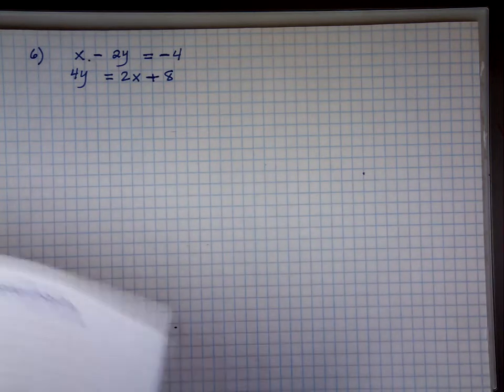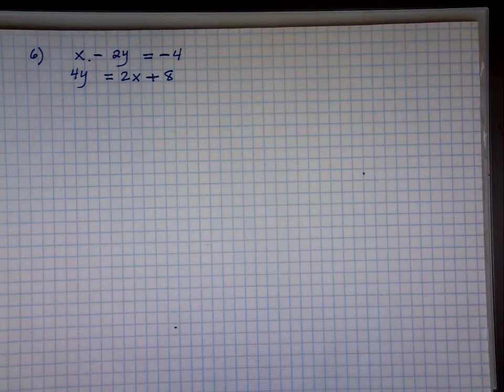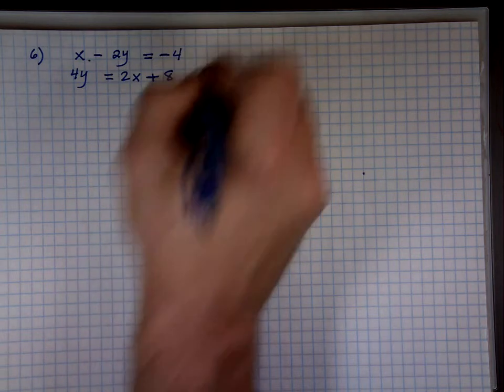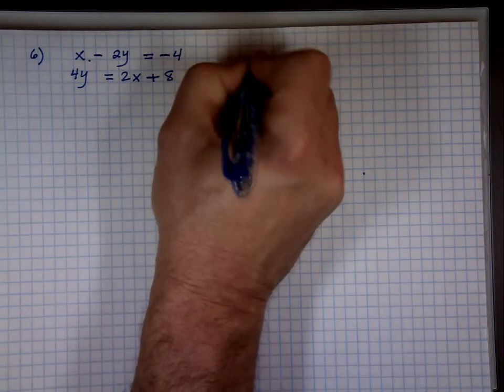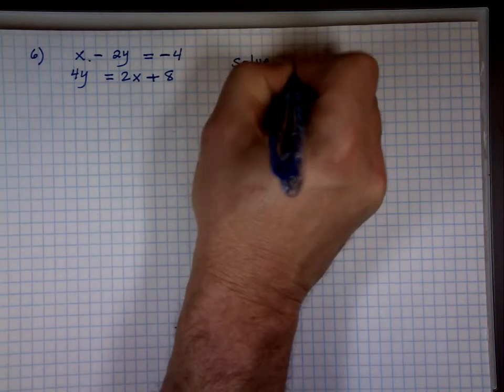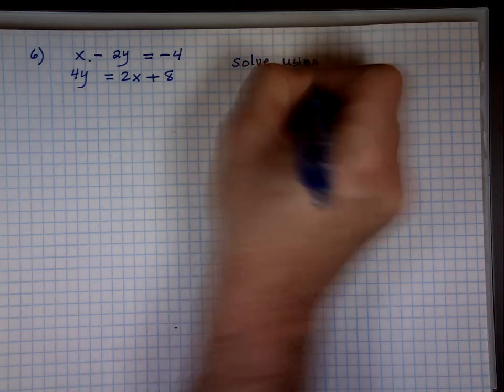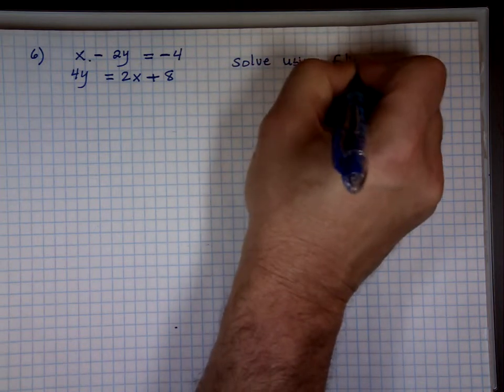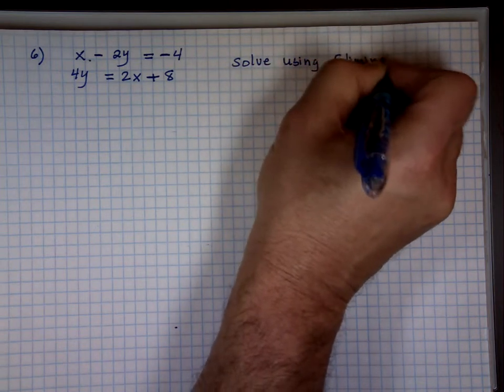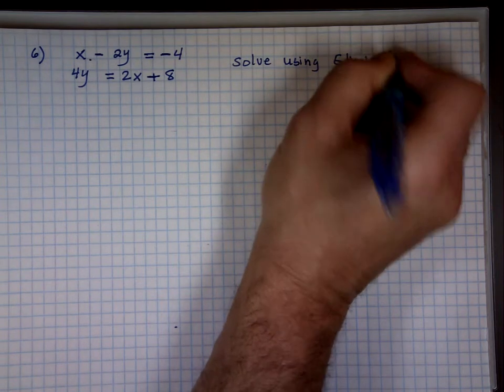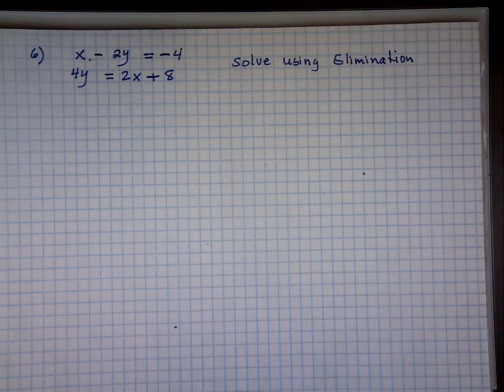I'm going to use, let's say, the elimination method. I need my other markers. I can see better with the other markers, but they're out of ink.